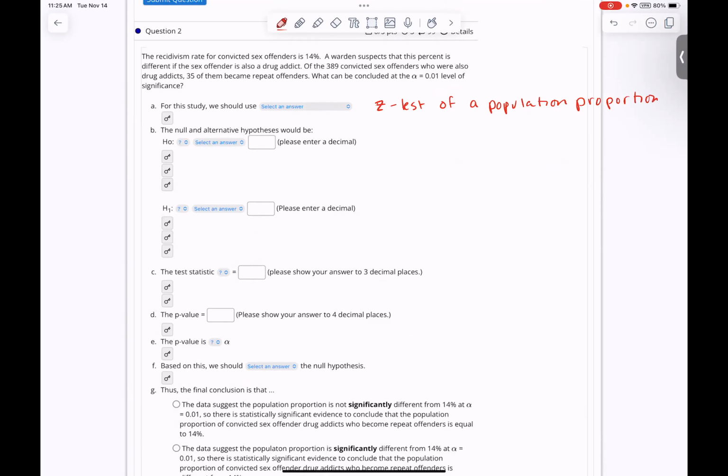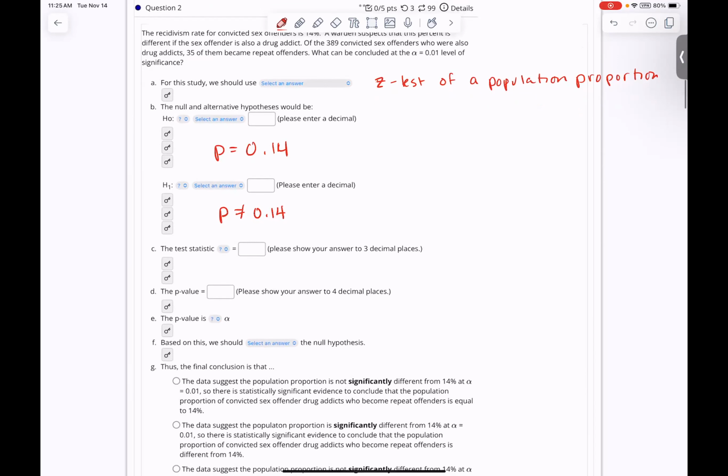So what's our null and our alternative hypothesis? He says that he thinks that it's different than the average, or the proportion, excuse me. So his alternative is that it's different than 0.14. And so our null would be that it is 0.14. Okay, so we're going to conduct a 1 proportion z-test.